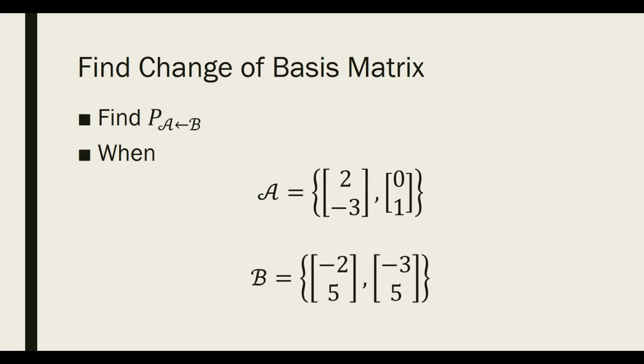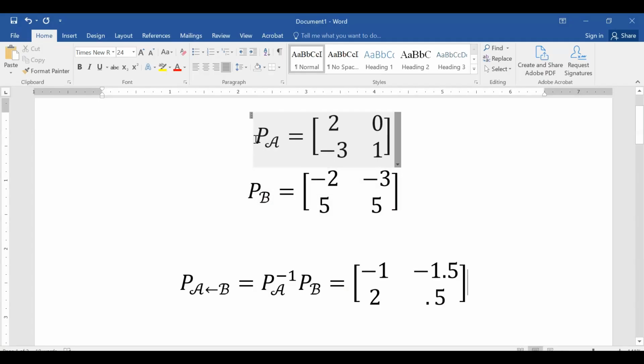So I've written down all this stuff. Again, we're going from B to A. The way I do this is I write down my matrix. The change of basis matrix from A to the standard basis is going to be [2, 0; -3, 1]. The change of basis matrix from B into the standard basis is [-2, -3; 5, 5]. All I do is take A inverse times B, and this will take us from B into A.